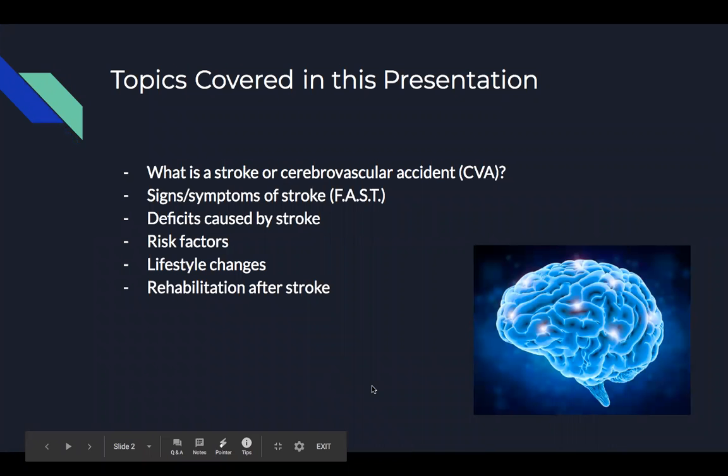Okay, so these are the topics we're going to cover in our presentation. We're going to be talking about what stroke is, some of the signs and symptoms that are experienced when you have a stroke, deficits, risk factors, lifestyle changes, and rehabilitation after a stroke.